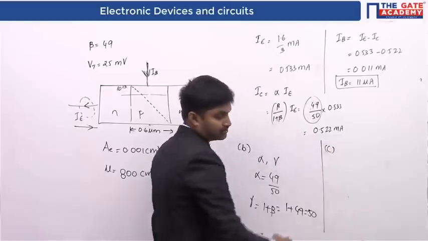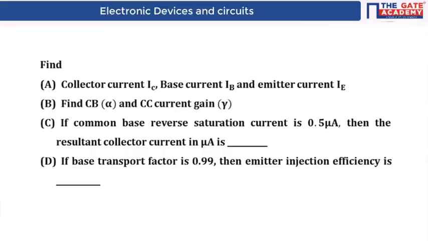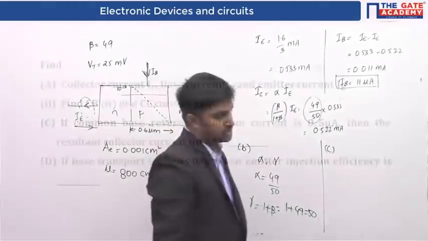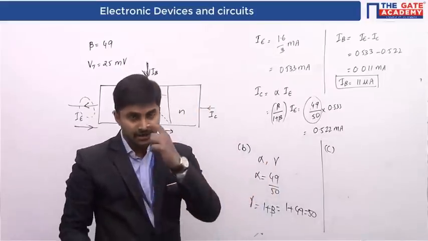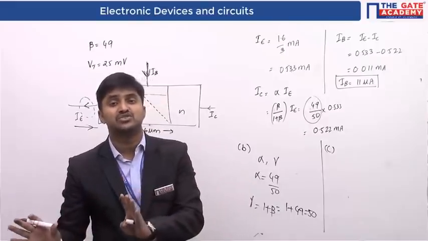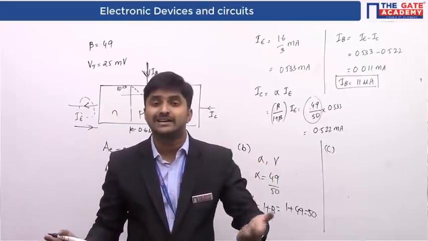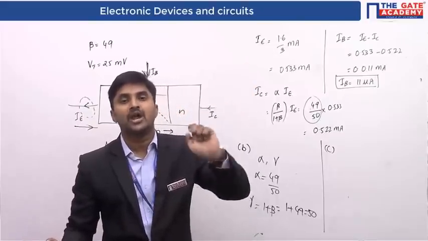Third part of the question is that if the common base reverse saturation current is 0.5 microamperes, then the resultant collector current in microamperes is dash. Till here we didn't consider any reverse saturation current. Now we have to consider the reverse saturation current, and the configuration we are discussing here is the common emitter configuration, as given in the question.